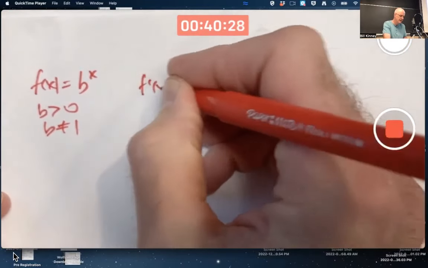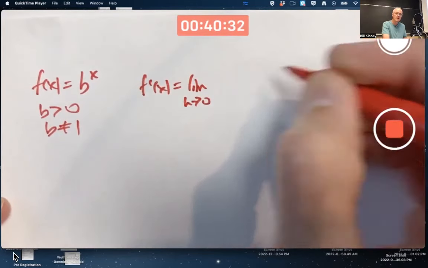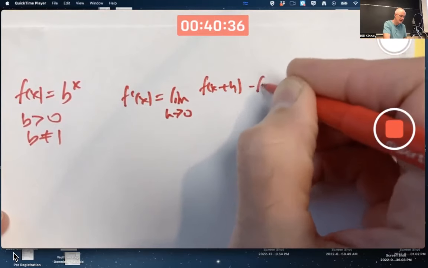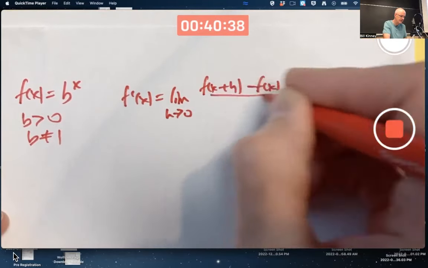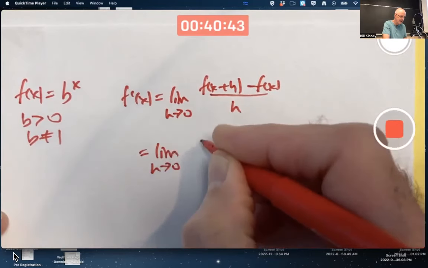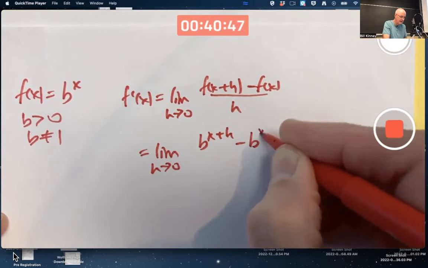What is the derivative? We can do the same kind of thing we did before: the limit of the difference quotient. That's the definition of the derivative. It's a very similar calculation as when b equaled e.